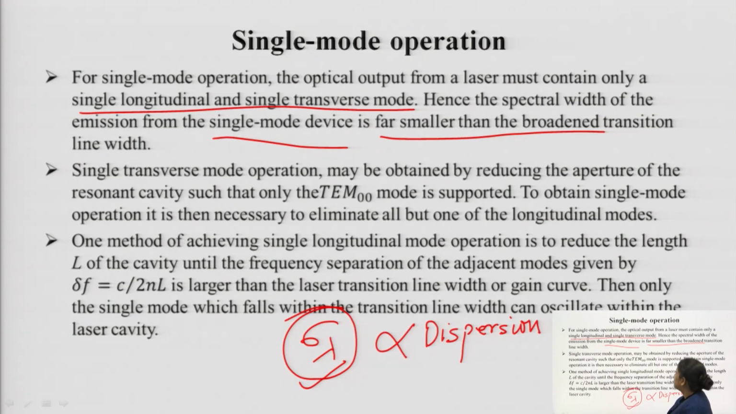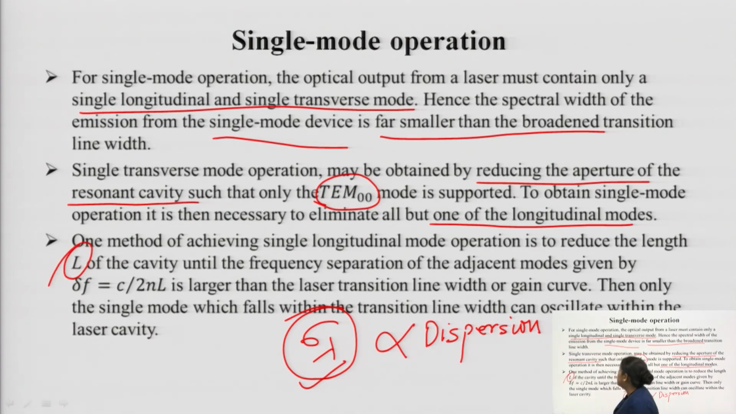Single transverse mode operation may be obtained by reducing the aperture of the resonant cavity such that only a single mode is supported. To obtain single mode operation, it is then necessary to eliminate all but one of the longitudinal modes. One method of achieving single longitudinal mode operation is to reduce the length L of the cavity.